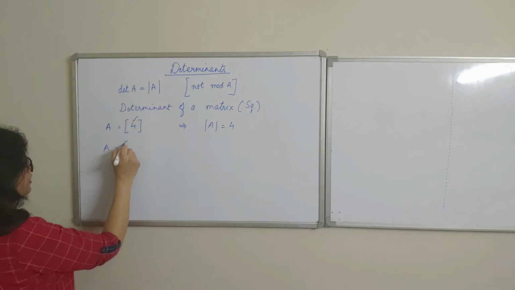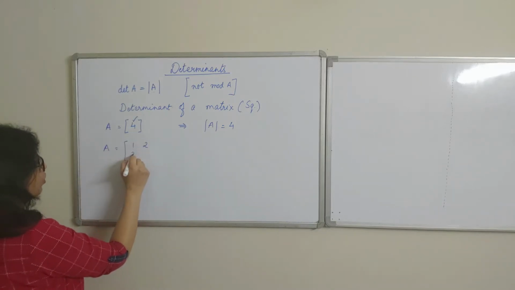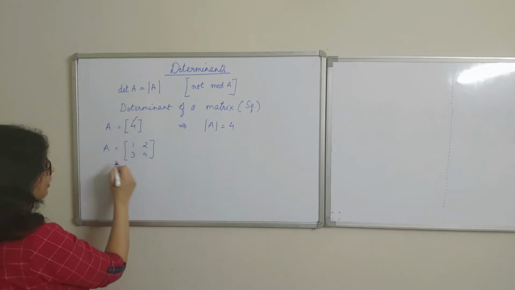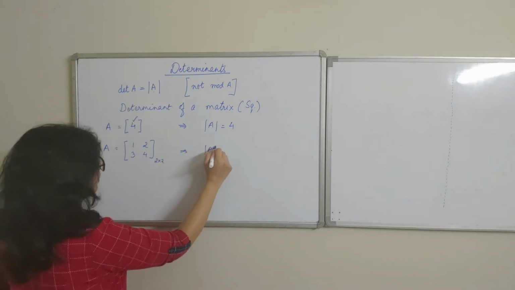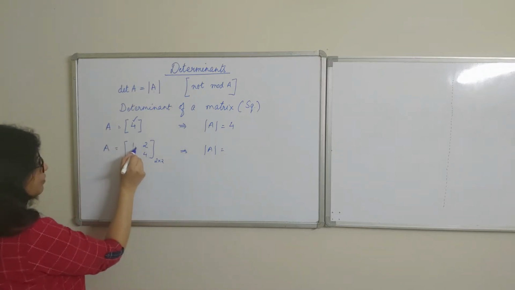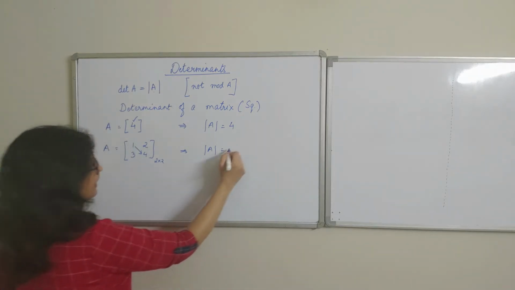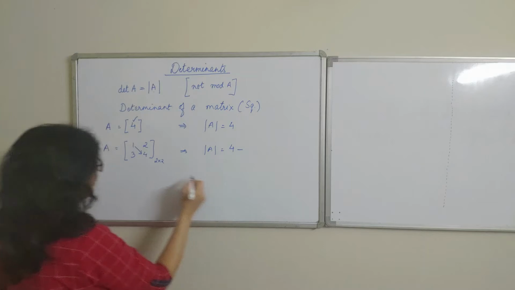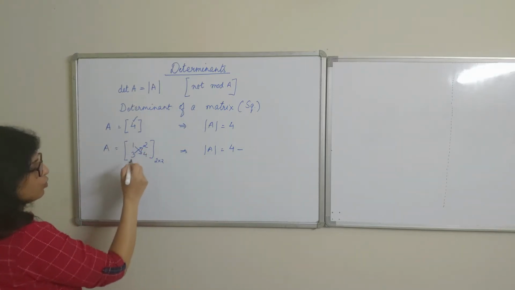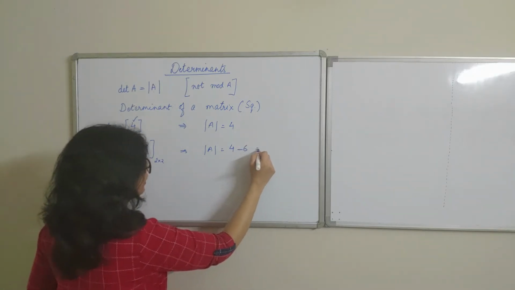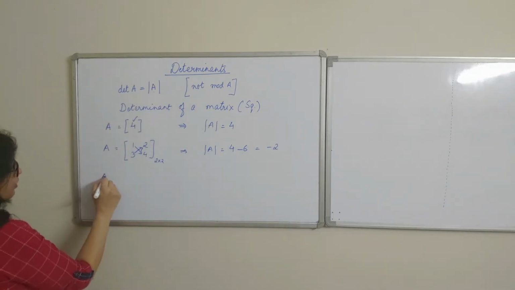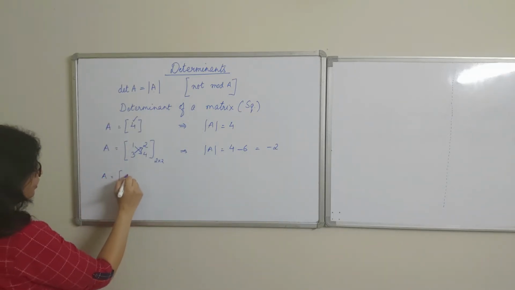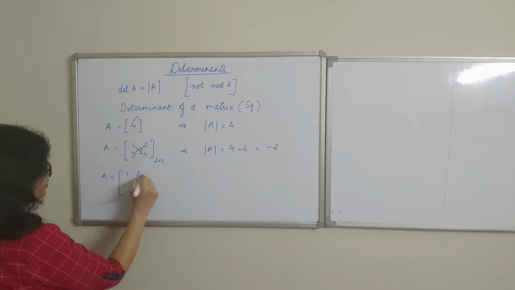If it is a matrix of order 2, the determinant of the matrix is obtained by multiplying the diagonal elements and subtracting from it the product of off-diagonal elements. So the determinant comes out to be minus 2. If we have a 3 by 3 matrix, let us see, the 3 by 3 matrix is this.